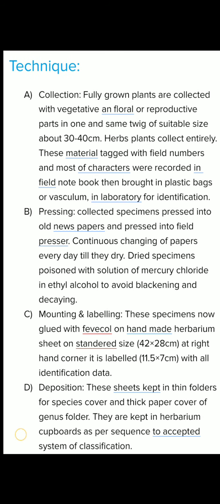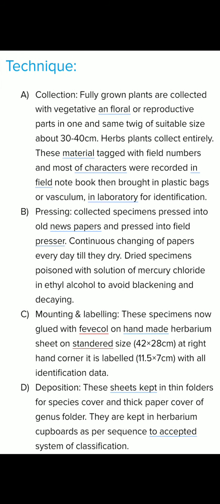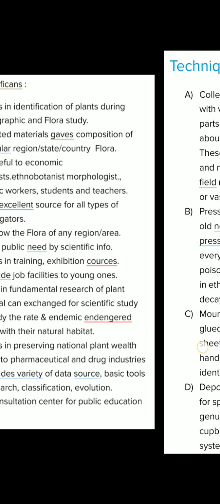And the last one is deposition. Deposition means all the sheets which are prepared are kept in thin folders made for the species, called a species cover, and a thick paper cover folder is called a genus folder. They are kept in herbarium cupboards in sequence according to the accepted system of classification.